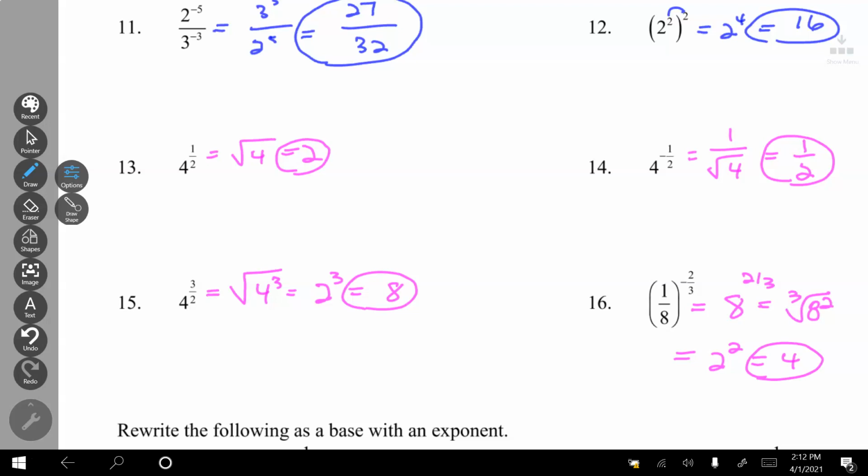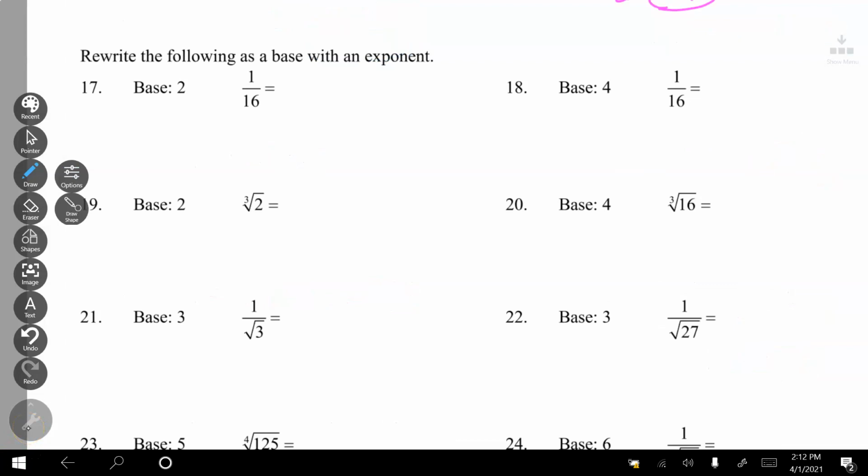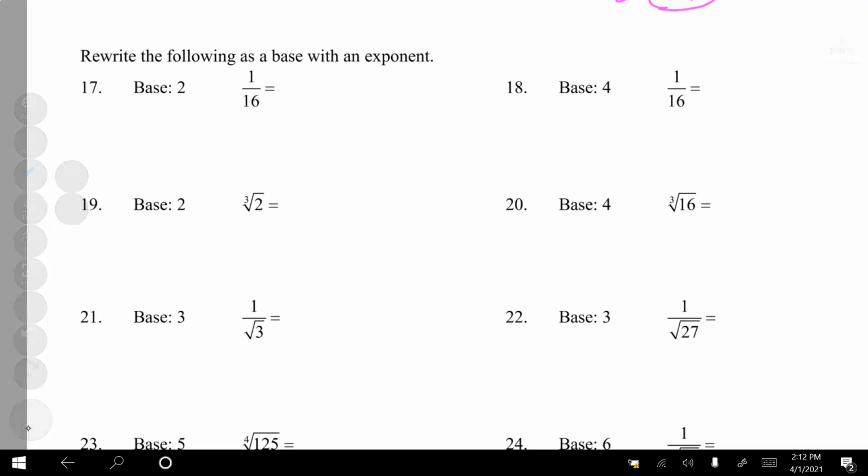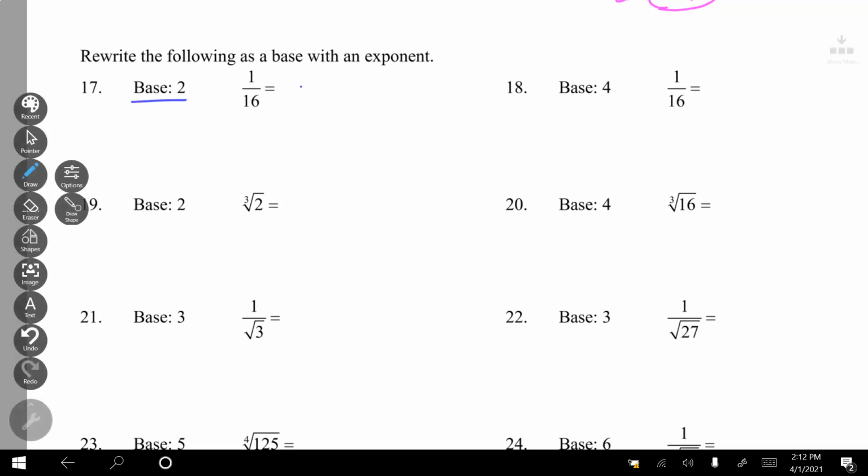I could always do the flipping later, but sometimes I flip first, sometimes I do roots first. I tend to do the powers later. So for these last set, I'm telling you what base I want you to use when you rewrite this number as a base with an exponent. So this first one I'm saying you have to use base 2. So I'm saying 2 raised to the what? We're going to fill in this box.